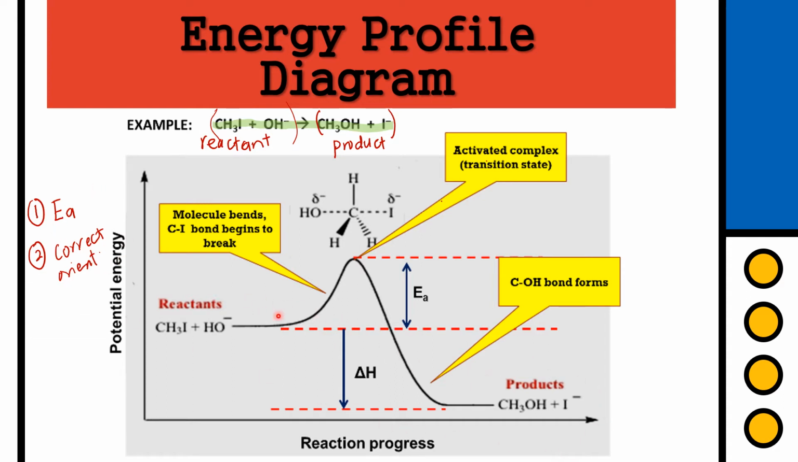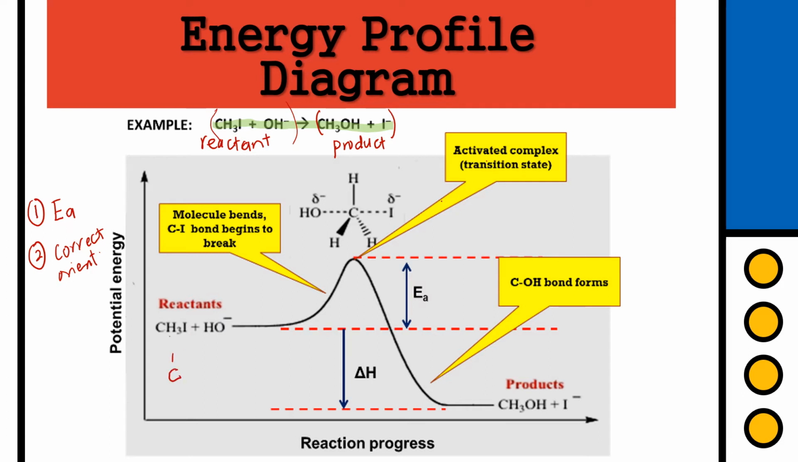So if you look here, before it produces CH3OH and I minus, we will have an activated complex, meaning our reactants will absorb some amount of energy equal to the activation energy to produce the activated complex, which we also call the transition state. So along here, once the reactant absorbs energy, what happens? The molecule will bend and the C-I bond begins to break, where the C-I bond is here. Okay, so it will be like this.